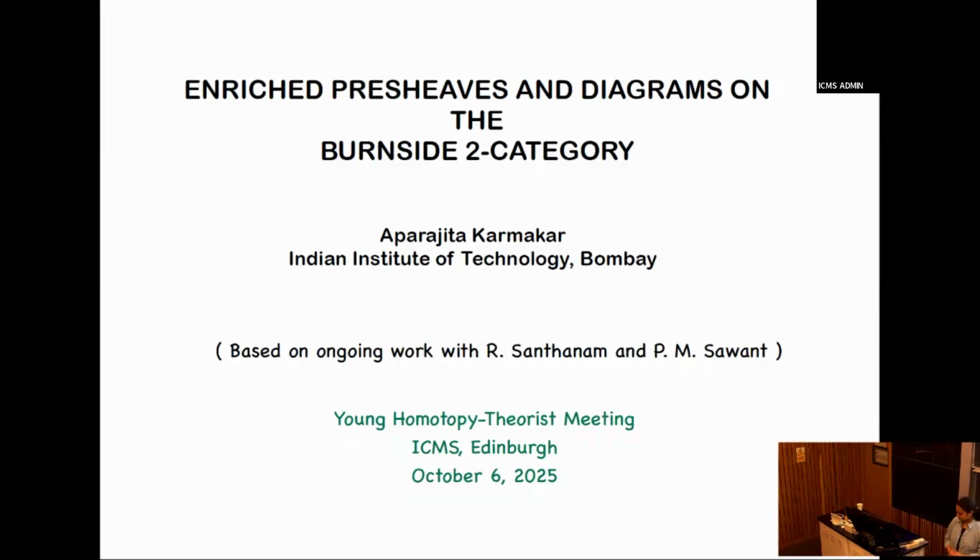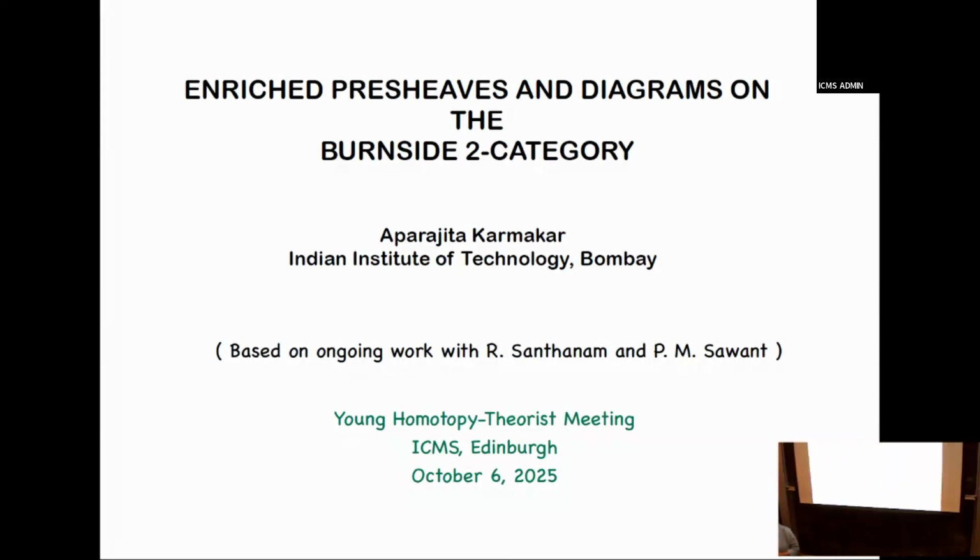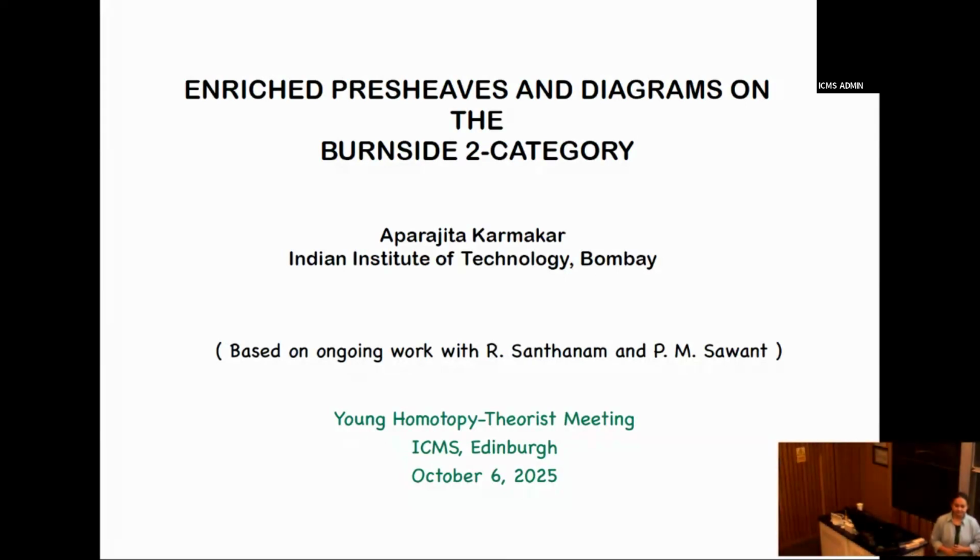As you can see, the title is Presheaves, Enriched Presheaves and Diagrams on the Burnside 2 category. This is a joint work with Professor Rekha Santana and Priyanka Sawant. So the motivation comes from Mackey functors, which play a central role in equivariant algebraic topology.